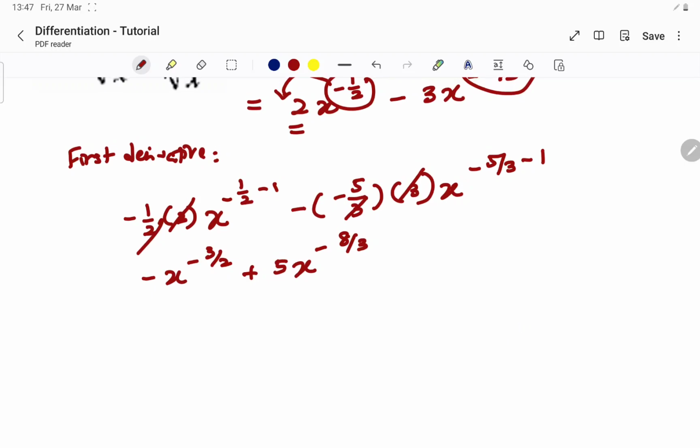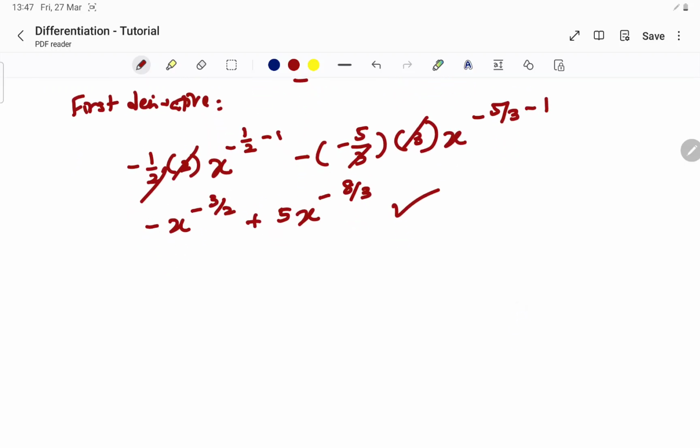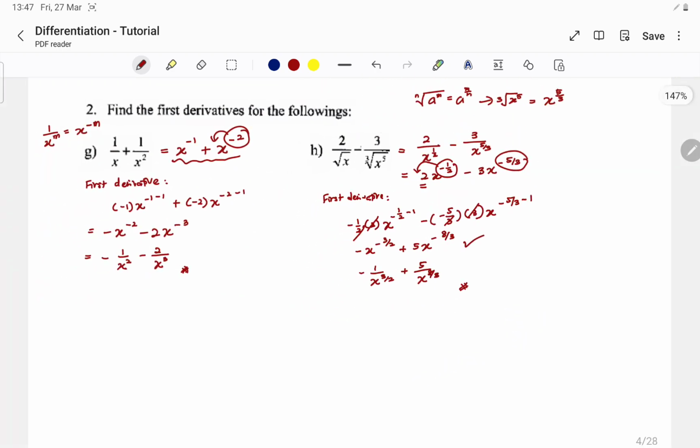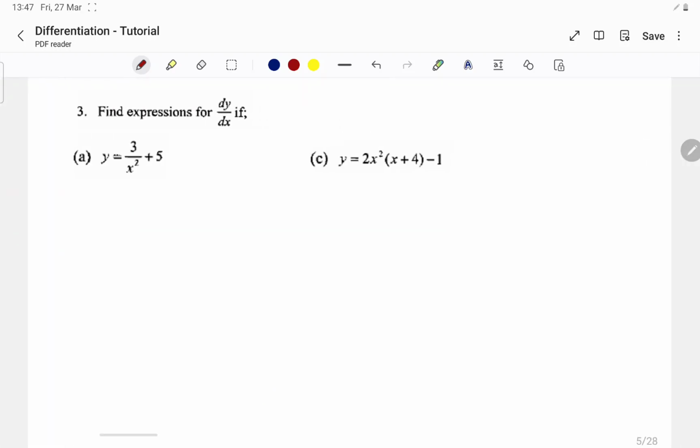Okay, so to make it prettier, you can write this as your final answer, or you can make it prettier by bringing the negative power into the fraction. So you're going to get negative 1 over x to the power of 3 over 2, plus 5 divided by x to the power of 8 over 3. That's it for question 2. Now we proceed to question number 3.